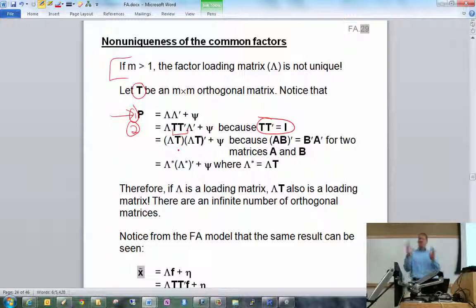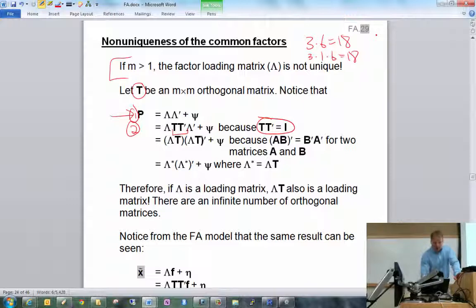Because remember, T times T prime is the identity matrix. So that means lambda times the identity matrix is lambda. It's kind of like this, to illustrate the point. Suppose I have 3 times 6. Of course, that's 18. Suppose I have 3 times 1 times 6. Well, that doesn't change anything. You still have 18. Essentially, that's what I did, but now in a matrix format.